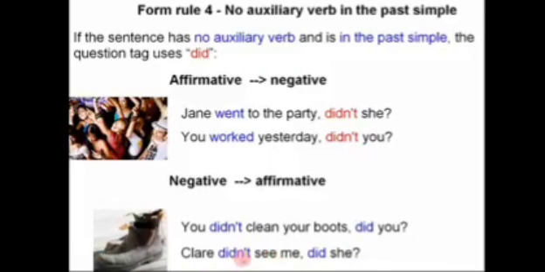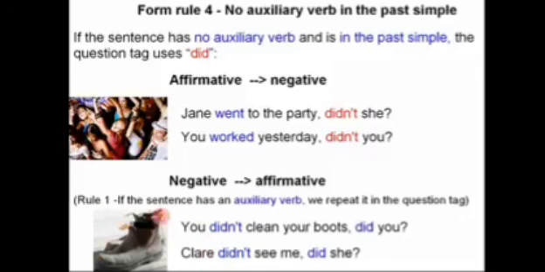Didn't becomes did. So, when you have a verb in the past simple and there is no auxiliary verb there, you should introduce the word did in the question tag. These last two examples also reflect the first rule that if the sentence has an auxiliary verb, we repeat it in the question tag. Didn't is an auxiliary helping clean. So we repeat did you.